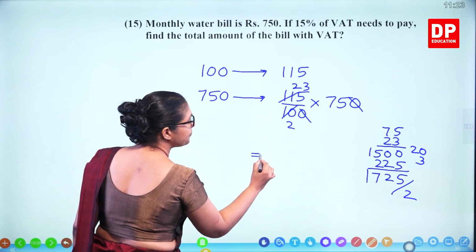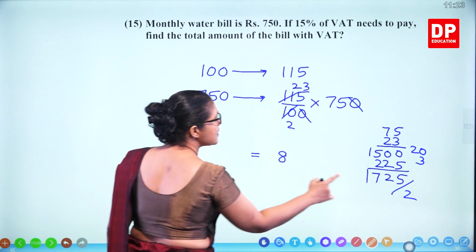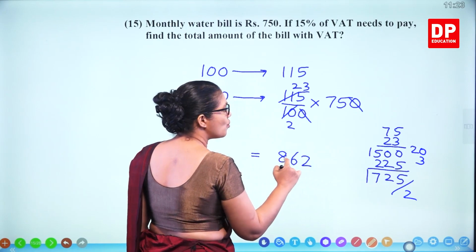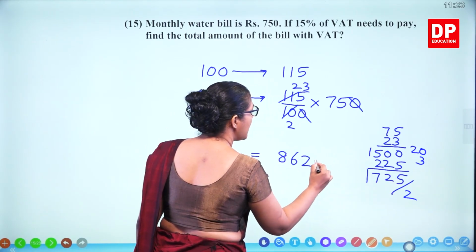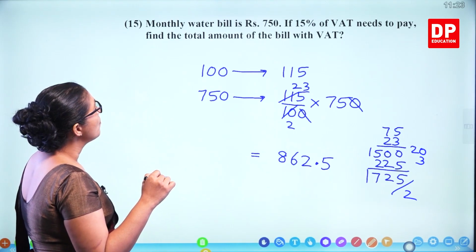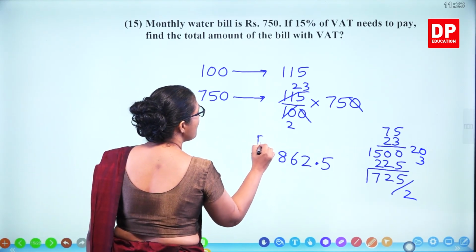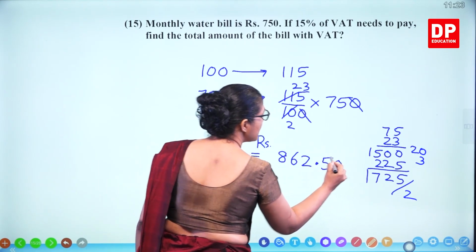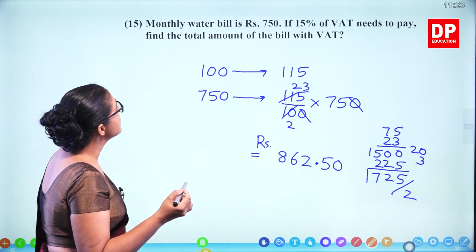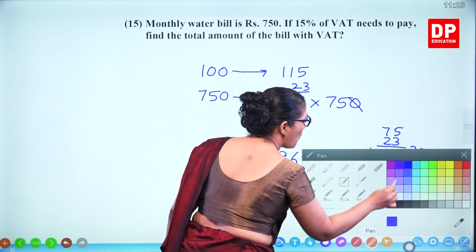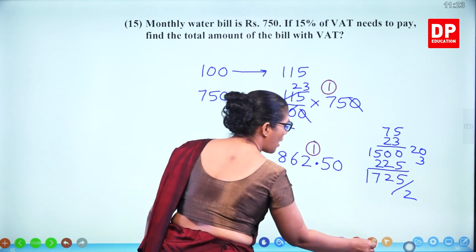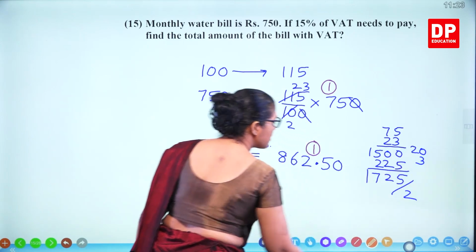So what's the answer? 2 times 8, 16. For 12, that's 6. And 2 times 2, 4. And for 10, that's 5. So 862.5. So this is about rupees. So you can put 0. So 50 cents. 862 rupees and 50 cents. That's the bill with the VAT. So 2 marks, 1 mark for the method and 1 mark for the accurate answer.